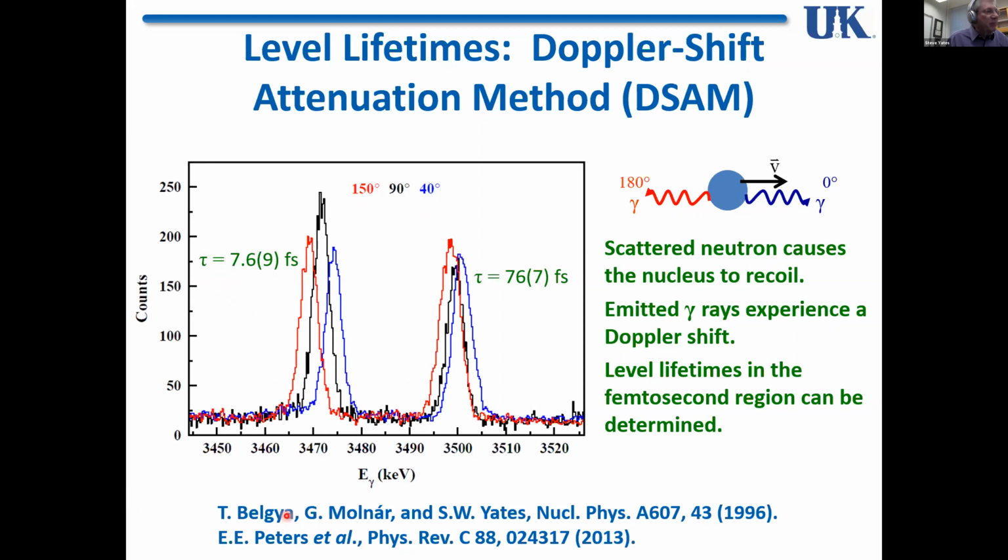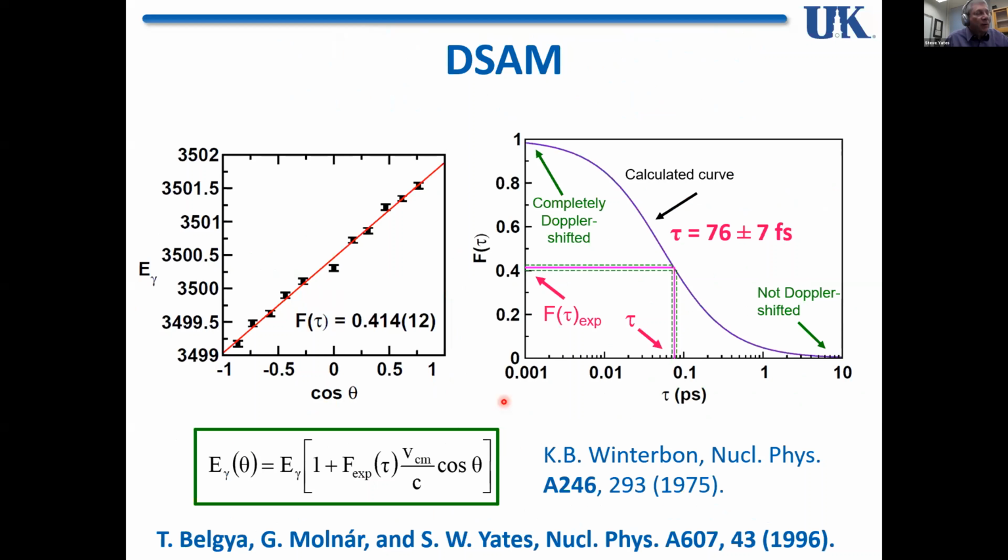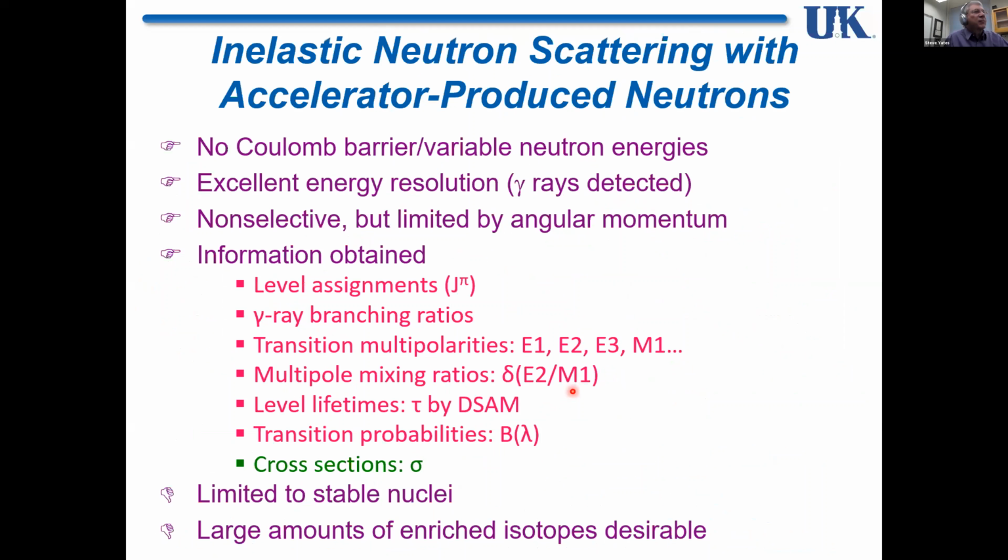This is all described in the very nice work by Thomas Value and more recent work by Aaron Peters, which describes some possible what we call chemical effects. So we can use the Doppler-shift attenuation method to get lifetimes, again in the femtosecond or hundreds of femtosecond regime. If we plot the energy of the observed photons versus the cosine of the angle, again, this is the equation we're looking at, you can get the slope of the line, or F tau value. If you know something about the stopping process, then you can extract the lifetime. This is described again in references shown.